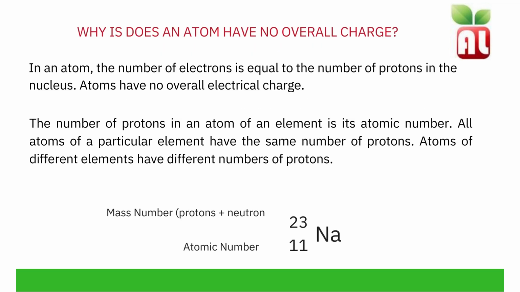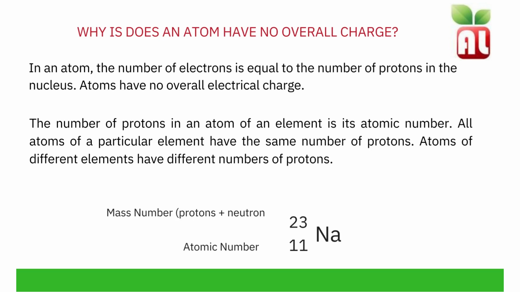Why atoms have no overall charge? In an atom, the number of electrons is equal to the number of protons in the nucleus. Electrons are negatively charged and protons are positively charged. Therefore, the same number of opposite charges will cancel each other out. Therefore, atoms have no overall electrical charge.